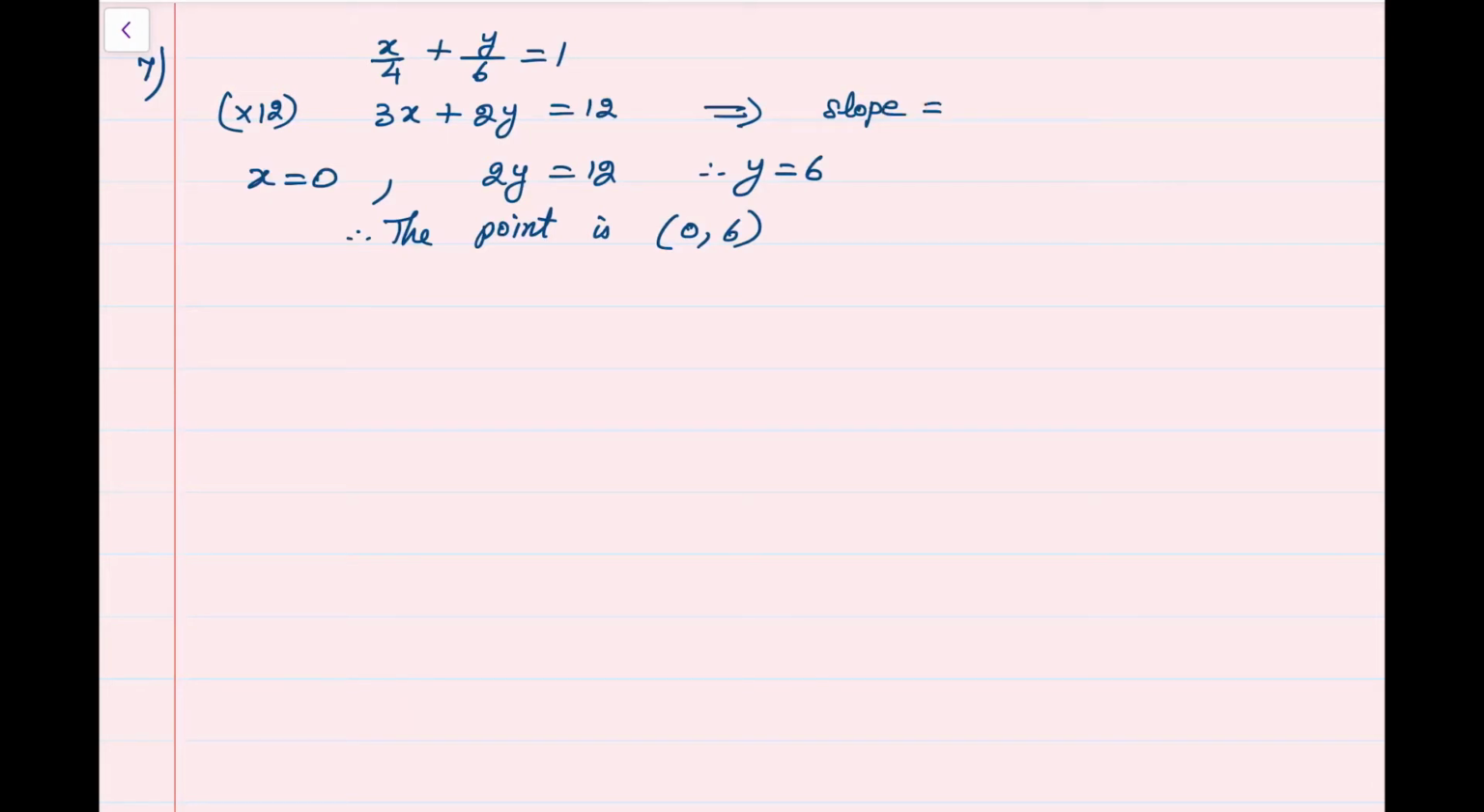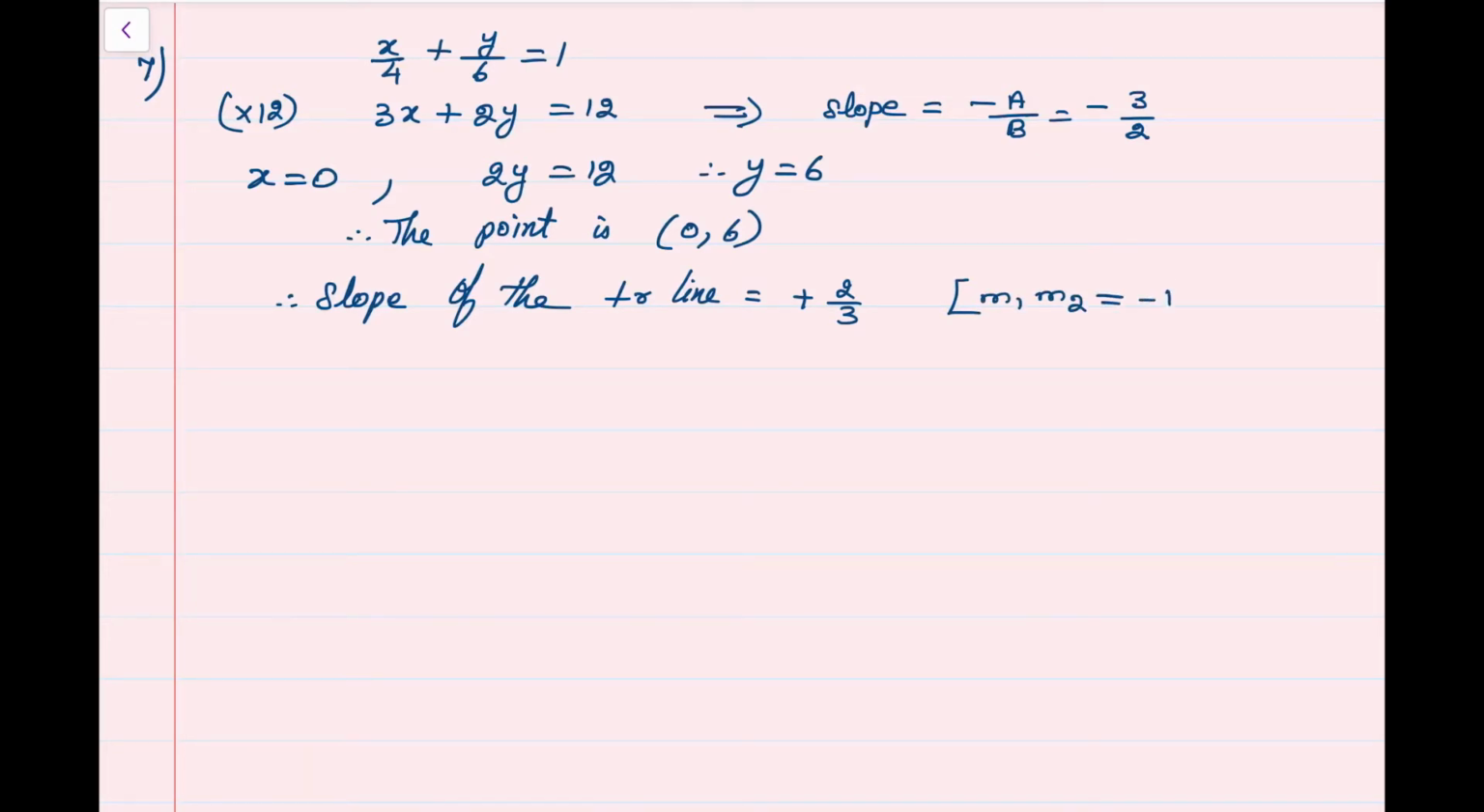Slope of this line is minus a divided by b. a is the coefficient of x, which is 3, and b is the coefficient of y. The line which we have to find is perpendicular to the given line. Therefore, the slope of the perpendicular line is, change the sign and write the reciprocal. The formula is m1 m2 is equal to minus 1.